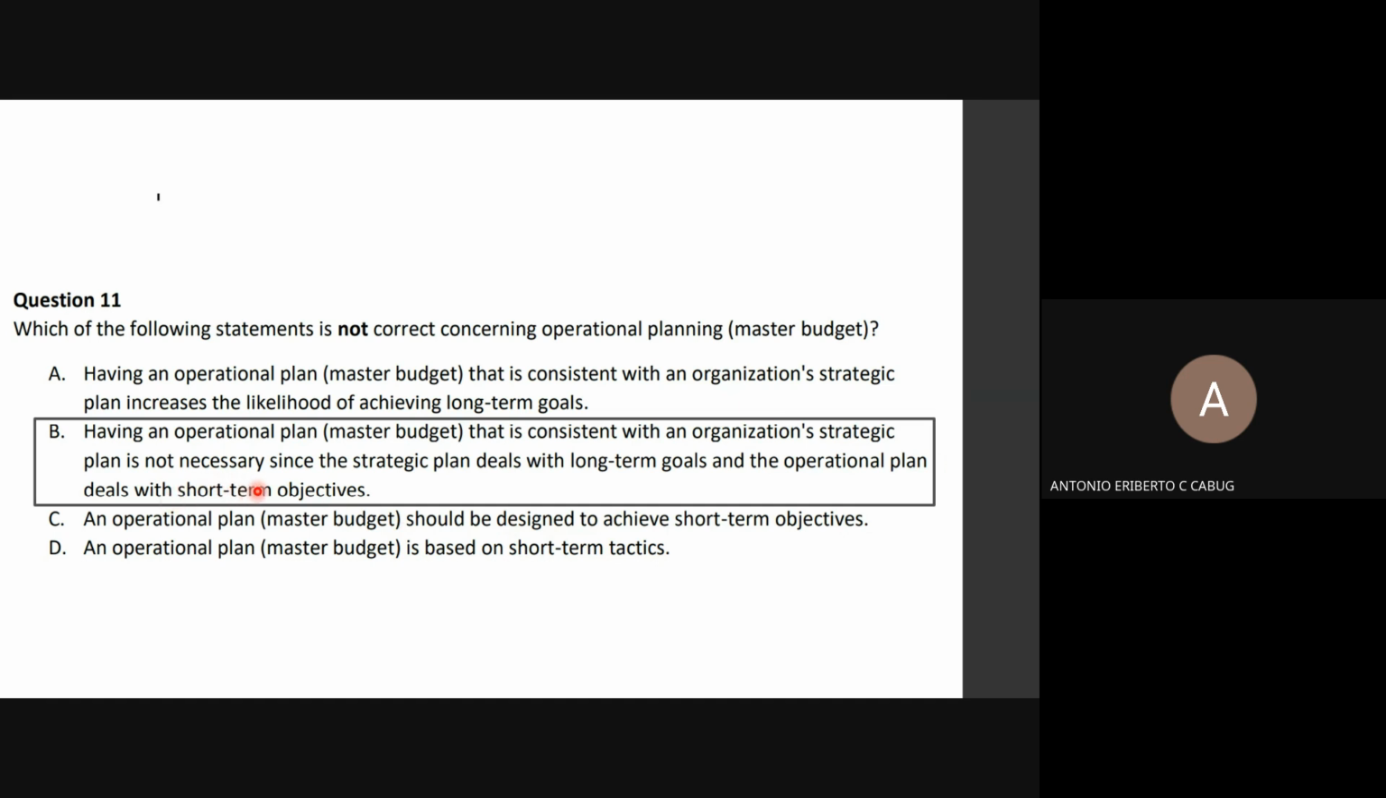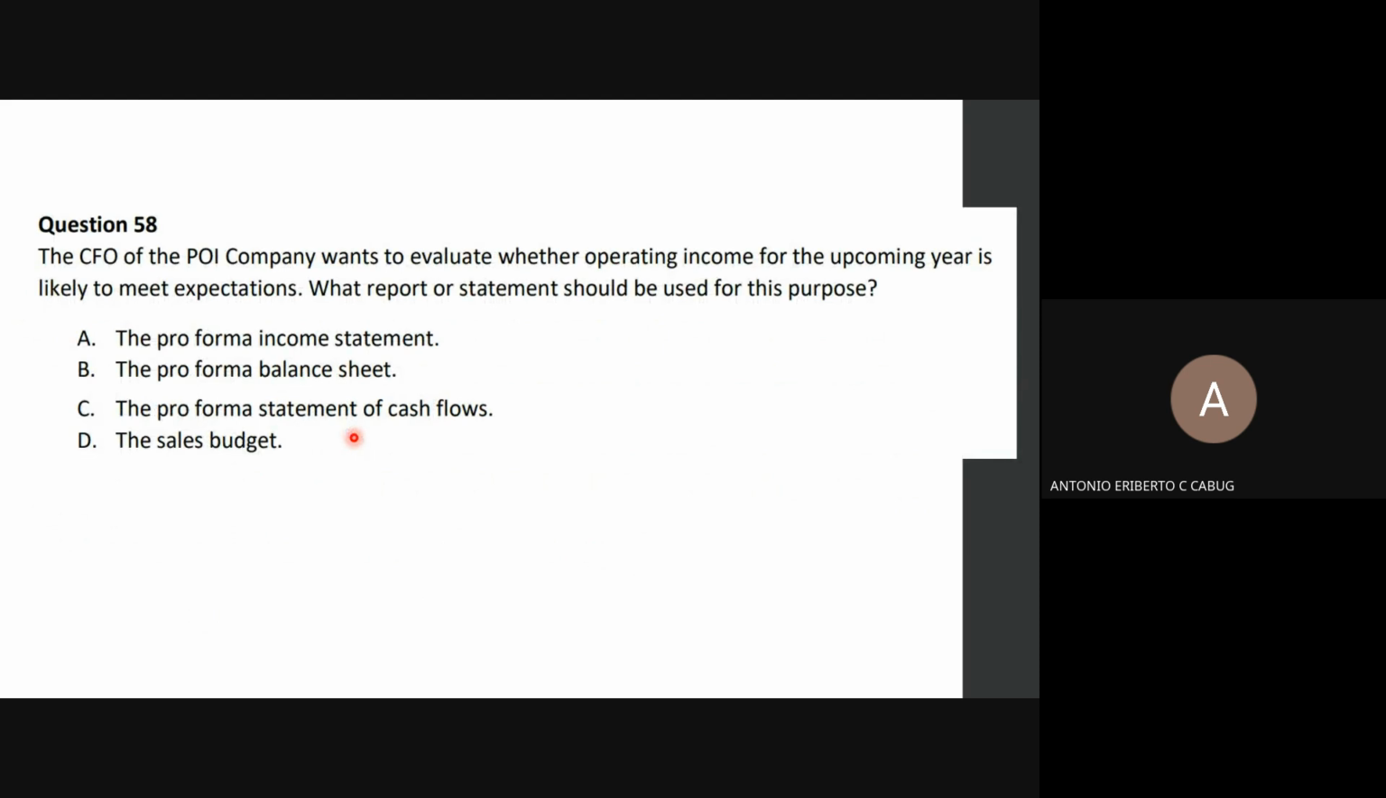To say that they do not need to be consistent means that there will be no unified action in the entire organization. One part of the organization is headed northwest, the lower levels are heading southeast. They move in different directions. Since the strategic plan deals with long-term goals and the operational plan deals with short-term objectives, yes, I acknowledge that they are different things, but the two of them should support one another. The lower level plans, the master budget, should be constructed in such a way that they will meet the long-term objectives. B as in boy, that is the correct answer because this statement is not correct. What about this one?